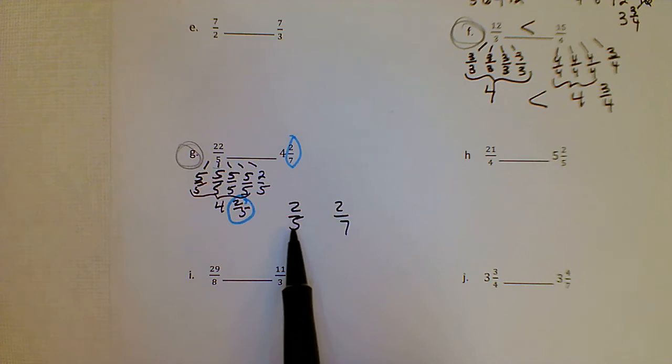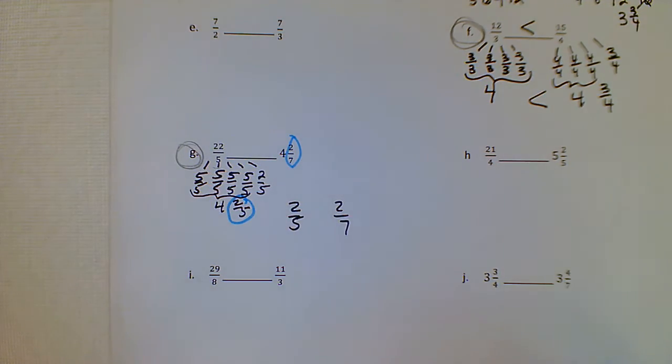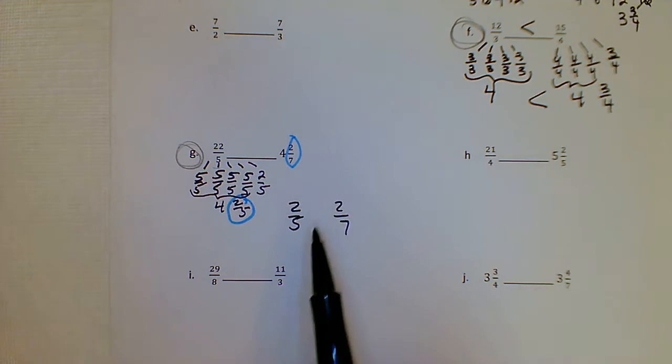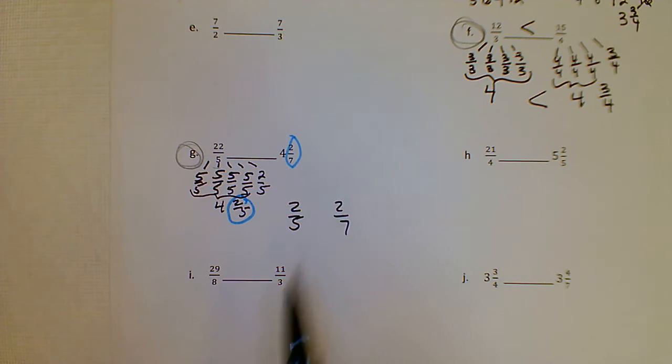So I can just look at which of these are bigger pieces, which denominator gives me greater parts, right? So if I look at this, I would rather share a cake with 5 people, or among 5 people, than among 7 people, because I'm going to get bigger pieces here.